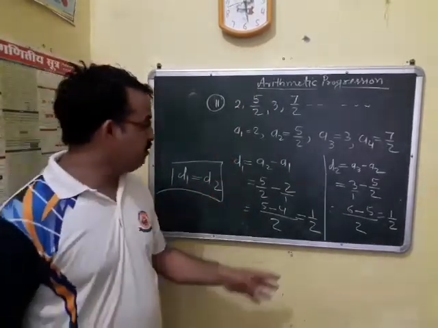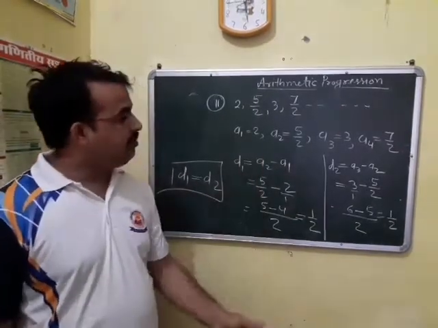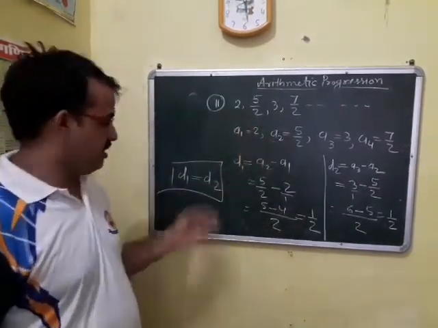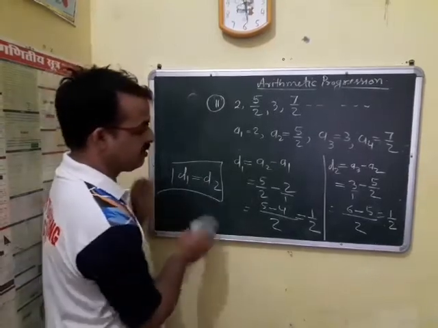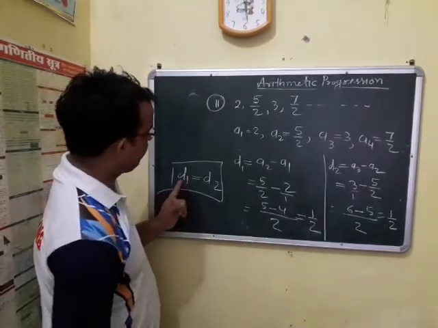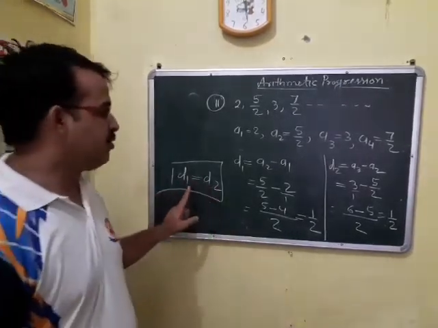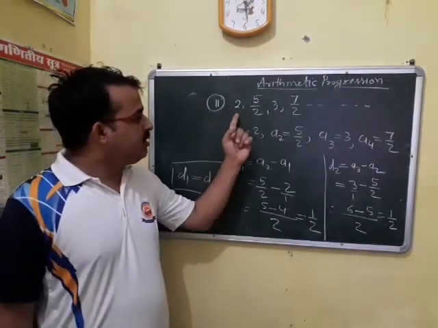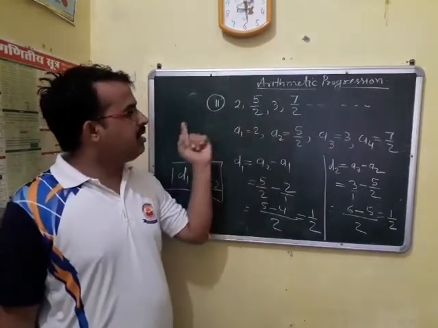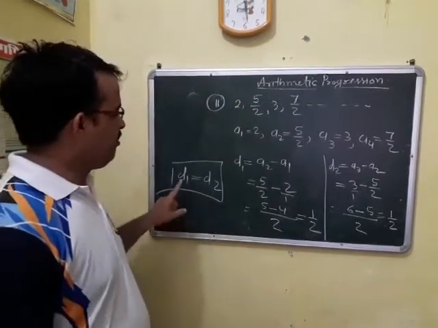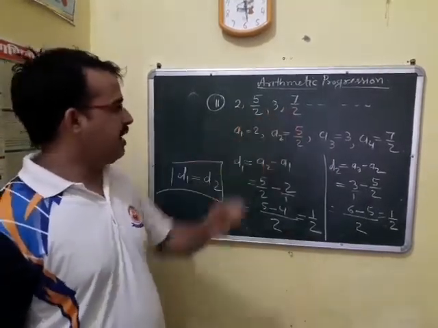Find the next 3 terms of this AP. How to solve this? This is clear: D1 is equal to D2, so this list of numbers is in the form of an AP because their common difference is the same.